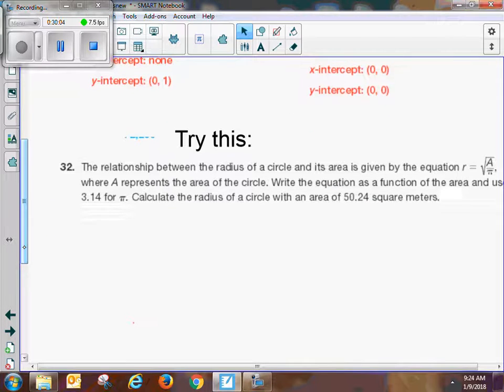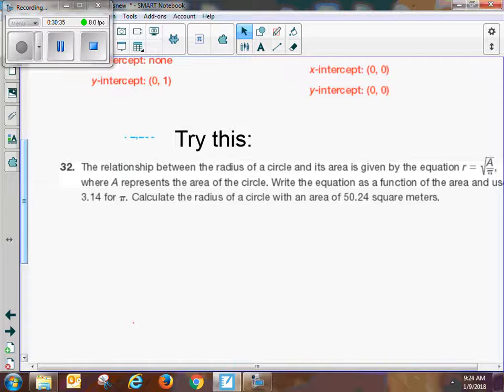Number 32. Who's going to read for me? Trey. The relationship between the radius of a circle and its area is given by the equation r is equal to the square root of a over pi, where a represents the area of the circle. Right here, we have the radius of the circle, the area of 50.24 square meters.